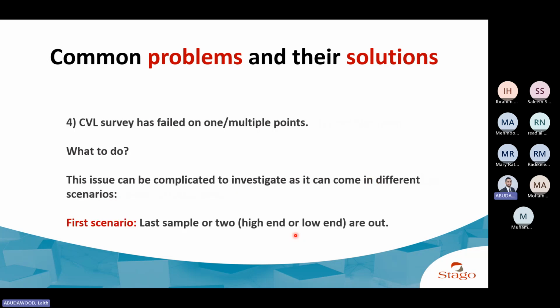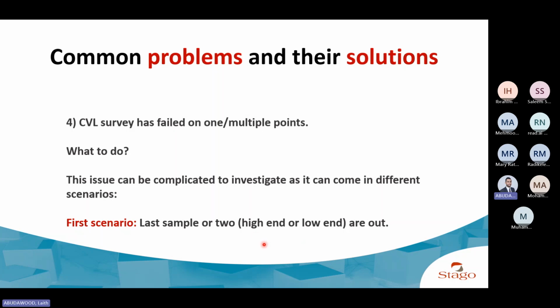Okay, CVL surveys are a little more difficult to work with. When you are working with CVL surveys, the calibration verification linearity surveys, you will usually receive 5, 6, 7 vials, because we verify accuracy over the analytical measuring range, so you need different concentrations. And when you work with linearity, usually you work with 5, 6, 7 different results to check your linearity. So you receive multiple vials. Now, how do I investigate the issue if one of my vials failed, or if multiple vials failed at the same time? We will take it in two scenarios.